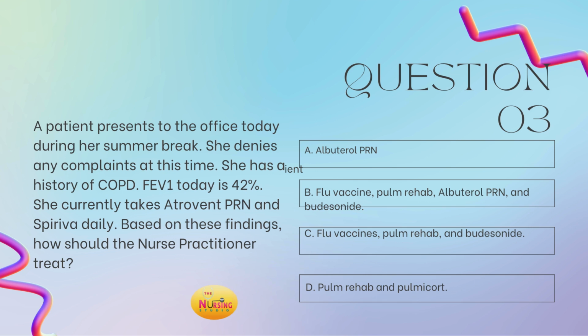Is it A, you want to add in albuterol PRN? B, give a flu vaccine, send to pulmonary rehab, add in albuterol PRN and budesonide? Is it C, give a flu vaccine, pulmonary rehab, and budesonide? Or is it D, pulmonary rehab and Pulmicort? Take a moment and tell me what you got in the comments.